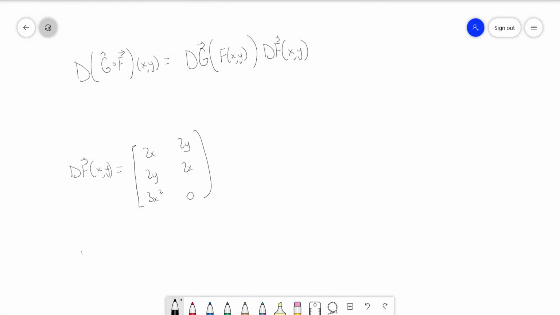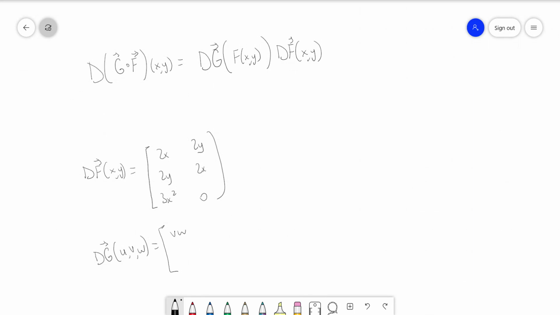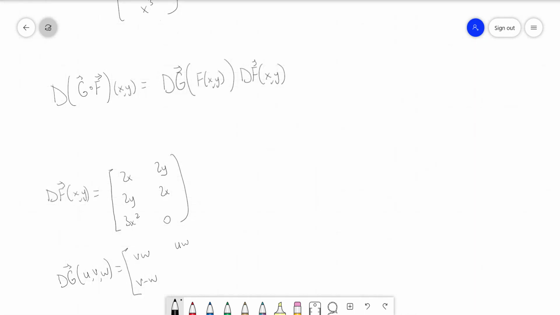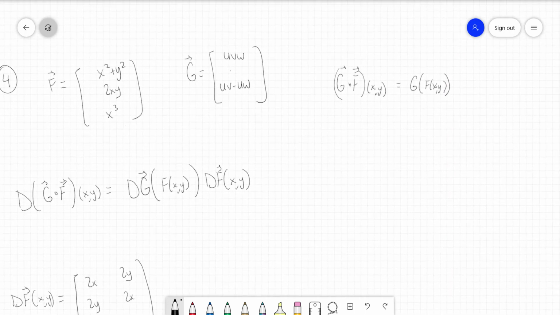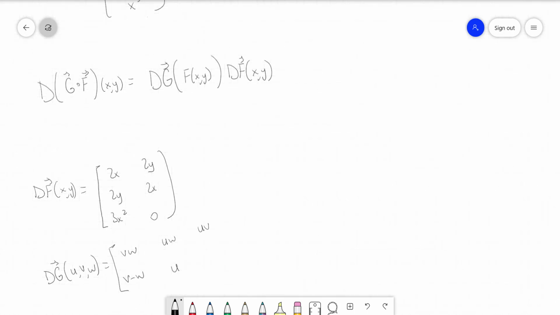Okay. I'll also need the partial derivative of g, which is a function of u, v, w. All right, so first partials with respect to u, vw and v minus w. So that's the first column. Partials with respect to v, it's the second column, and then partials with respect to w give me the third column, okay?